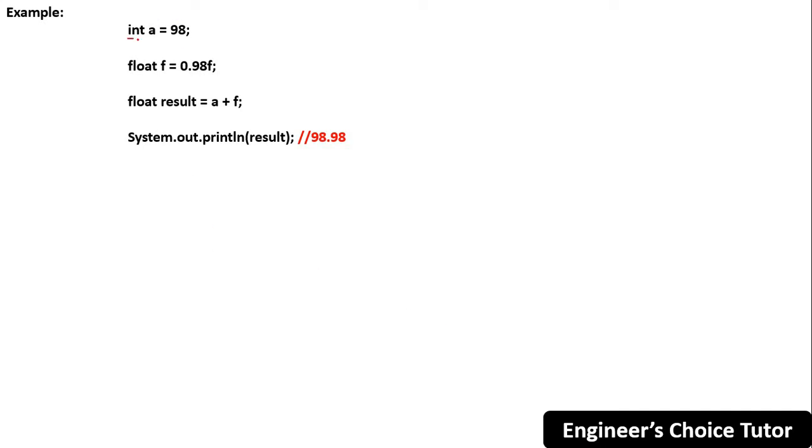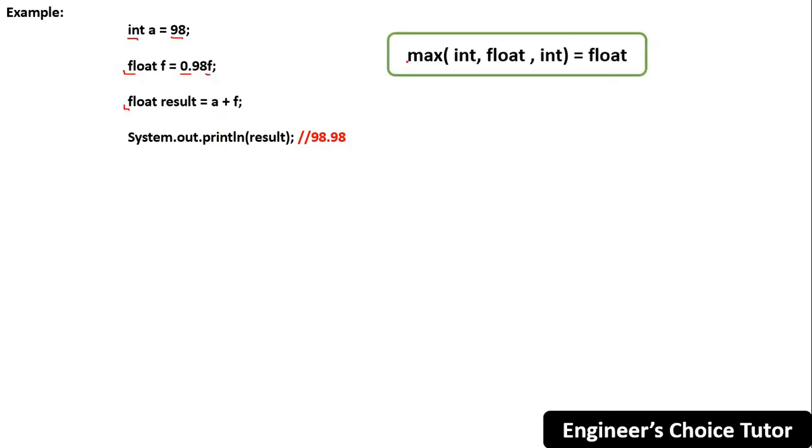I have taken one variable int a is equal to 98 and the second variable is of float type, equal to 0.98f. Fine. Now what is the formula? See, max of int means type of a is int, type of the second variable is what? F here, so the second variable type is float. So int comma float comma int.